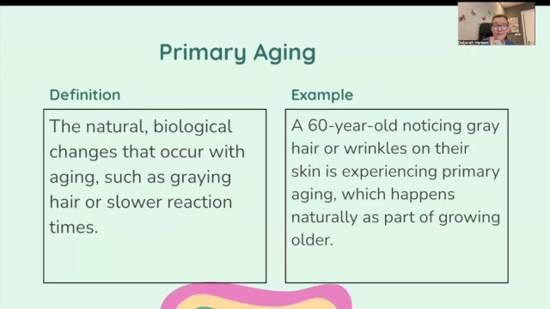Primary aging. This is the natural biological changes that occur with aging, such as graying hair or slowing reactions. A 60-year-old noticing gray hair or wrinkles on their skin is experiencing primary aging, which happens naturally as part of growing older.